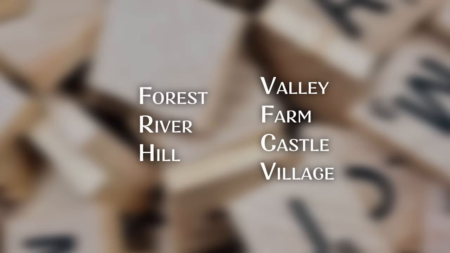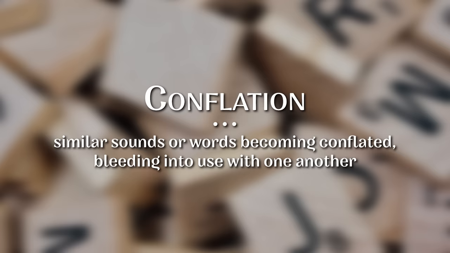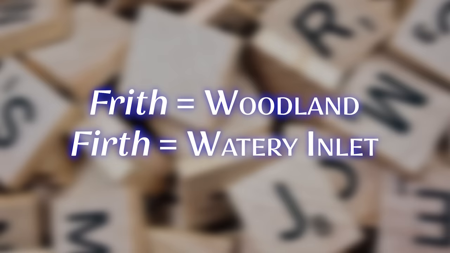The third way is conflation. We discussed before a lexicon of base nouns, prefixes, and suffixes for places like farm, castle, river, field, hill, valley, and so on. Where these indicators sound similar, they can bleed into use with one another, especially as the original word falls out of use. For example, frith meaning woodland and firth meaning watery inlet in Old English have sometimes been conflated in historical maps as the language changes and these things get conflated.